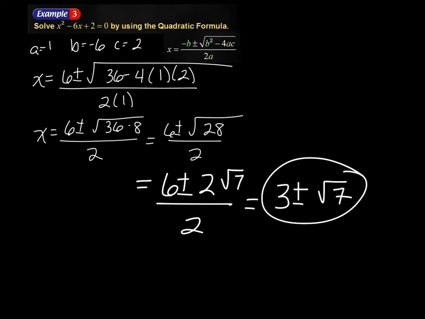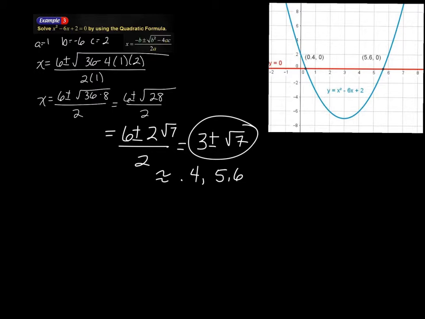Now we can't combine them because they're not like terms. We could get decimal approximations when we type it in the calculator at about 0.4 and about 5.6. And GeoGebra is handy to help confirm that the decimal approximations are accurate.